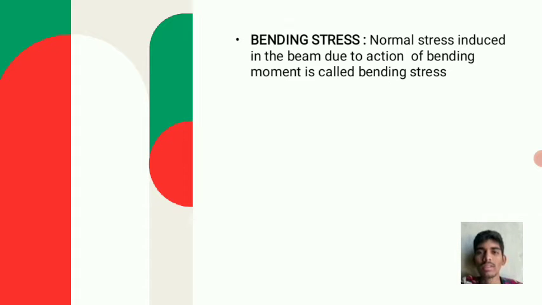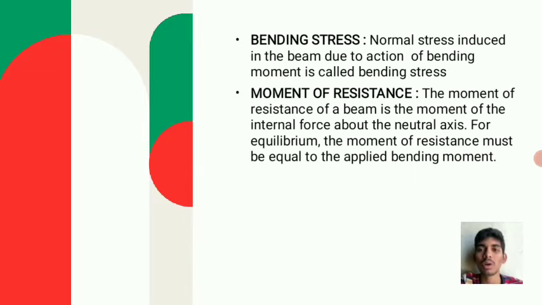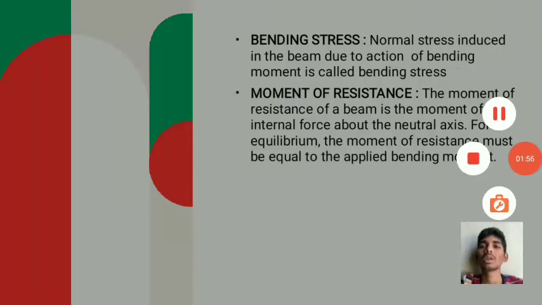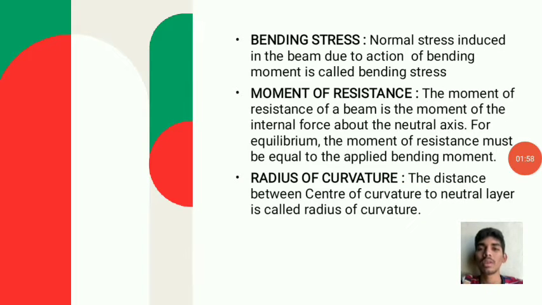And next, bending stress. Normal stress induced in the beam due to the action of a bending moment is called bending stress. Next, moment of resistance. The moment of resistance of a beam is the moment of the internal force about the neutral axis. For equilibrium, the moment of resistance must be equal to the applied bending moment. Next, radius of curvature. Radius of curvature is defined as the distance from the center of curvature to the neutral layer.